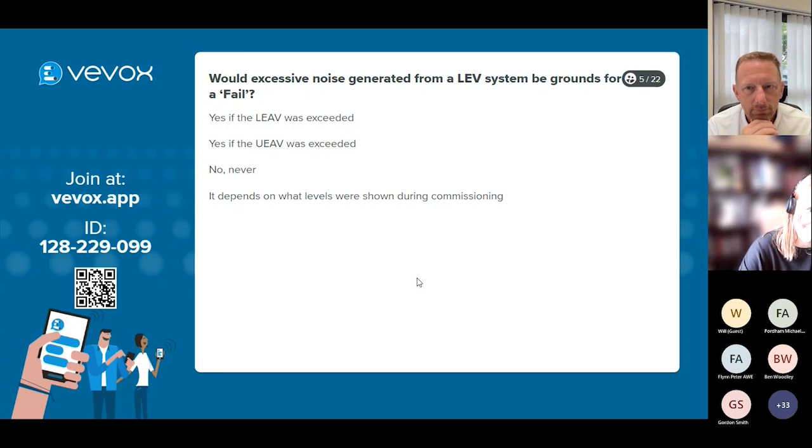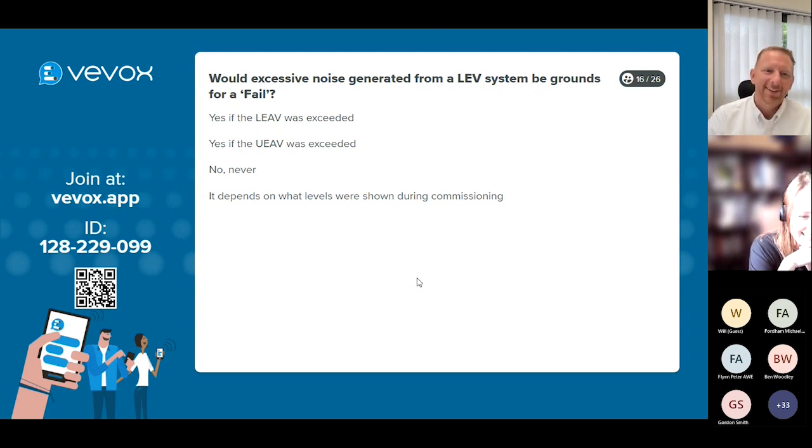Ooh. If it's generating excessive noise, was it even designed right in the first place? No. Depends, I like this. It depends on what levels were shown during commissioning. It was commissioned and it had 95 dB. Is that still? That all? Yeah, right. Okay, give you guys a minute.